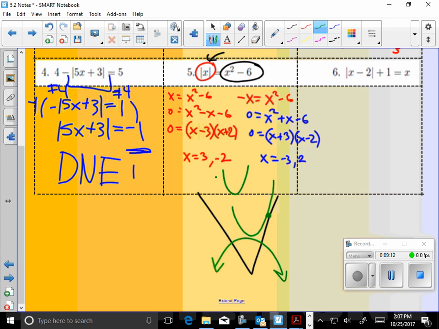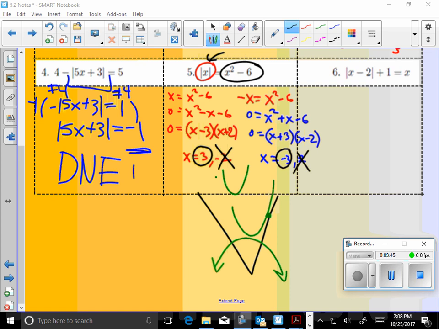Yeah, JJ. Continue with figuring out which of these 2 are frauds. Well, what would I do? I'd plug them in. If you plug them in, you'll see that 3 works. Absolute value of 3 is 3, and 9 minus 6 is 3, so 3 works. Negative 2, I plug it in, I get a 2. But when I plug a negative 2 in for x squared, I get 4 minus 6, which is negative 2. So I get a 2 equals negative 2. It doesn't work. Plug in a negative 3, that one will work. Plug in a 2, and that one won't work.